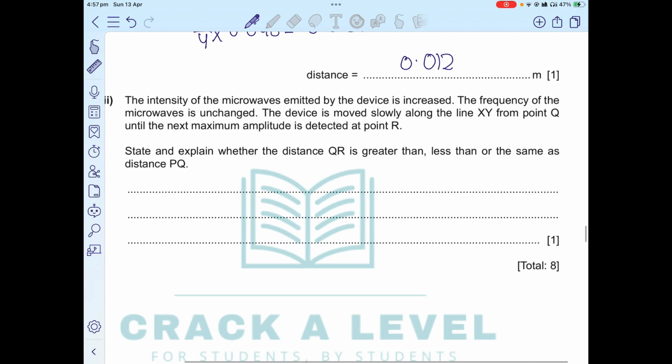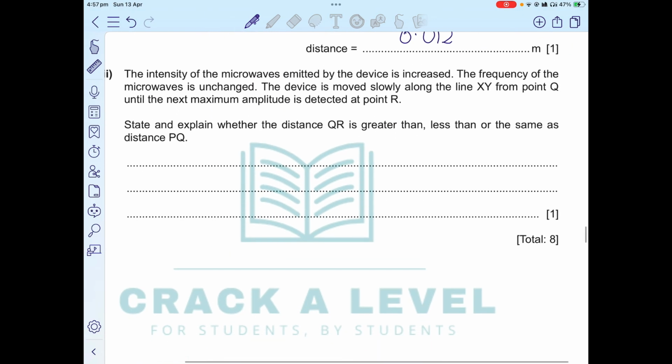The intensity of the microwave emitted by the device is increased. Now you are increasing the intensity. The frequency is unchanged. The device moves slowly along the line XY from point Q until the next maximum amplitude is detected at the point R. Explain whether the distance QR is greater than, less than, or the same as the distance PQ.